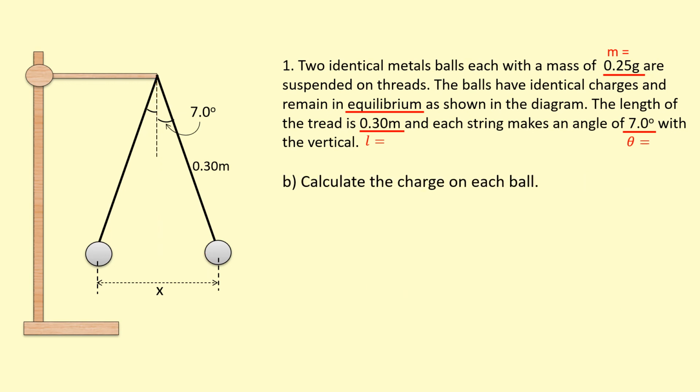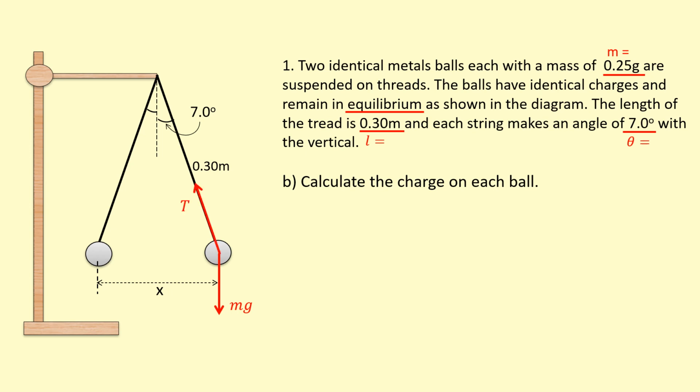Okay, part B, calculate the charge on each ball. So here we're going to have to use the fact that the forces on each ball are balanced. So I'm going to look at the ball on the right here and look at the force on it. I'm going to draw this onto the diagram. So we know one of the forces acting on it is going to be the weight, mg. Another force acting on it is going to be tension, which acts along the string.